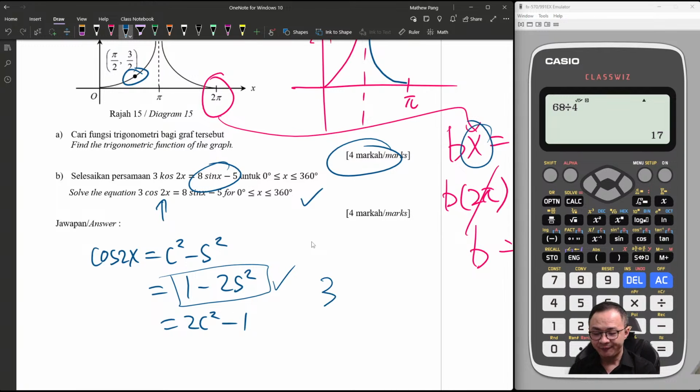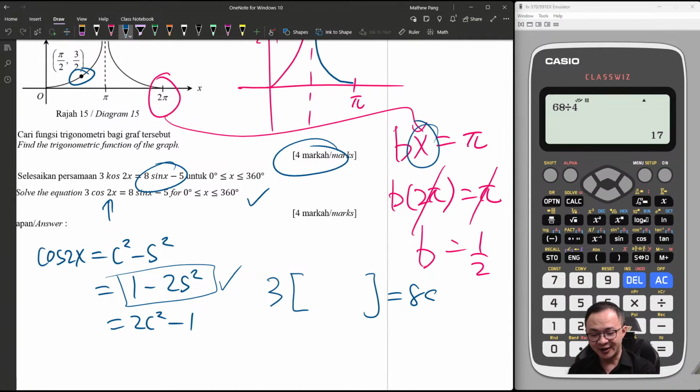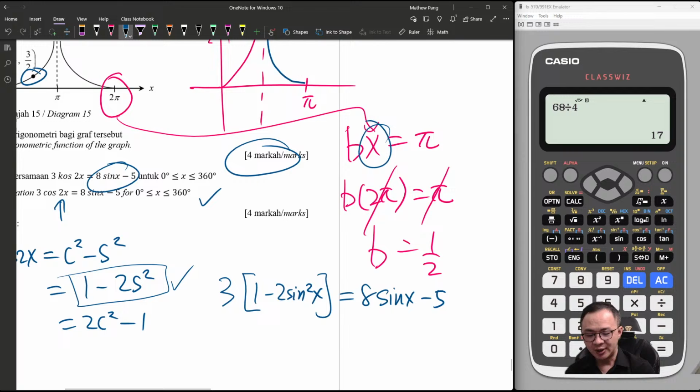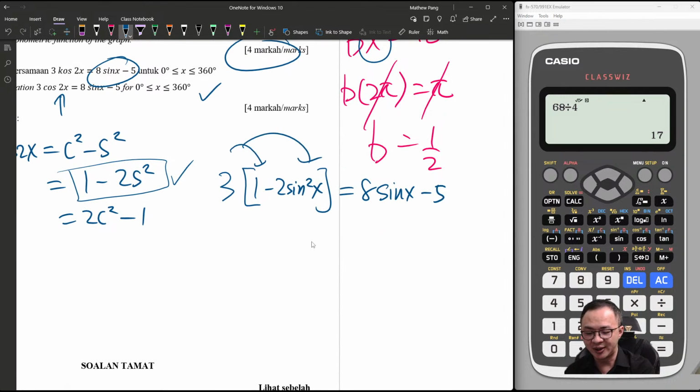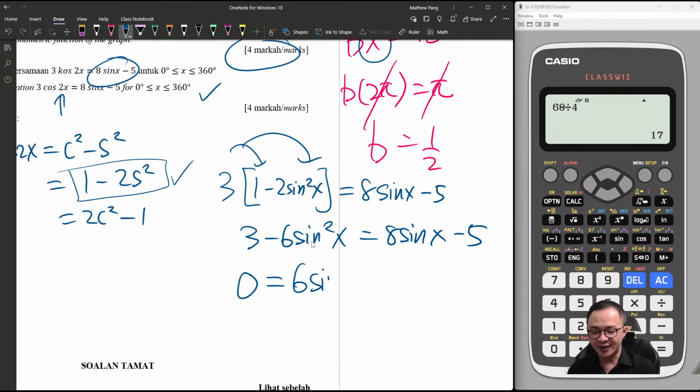So 3 cos 2x equals 8 sine x minus 5. So cos 2x will change to 1 minus 2 sine square x. I will just solve this equation. Now multiply in: 3 minus 6 sine square x equals 8 sine x minus 5. Make it 0: 6 sine square x plus 8 sine x minus 8, divided by 2.